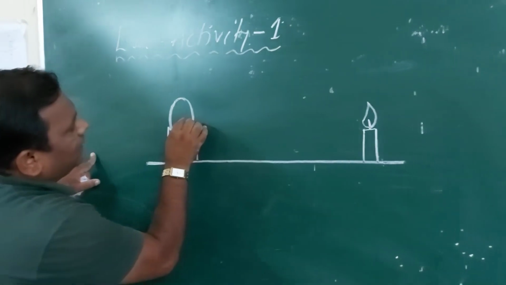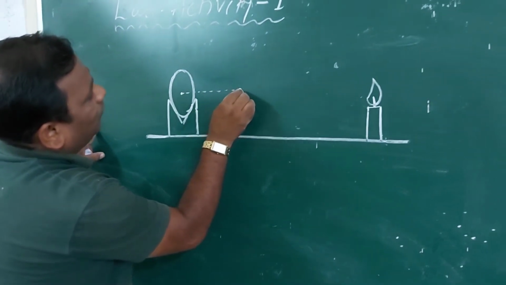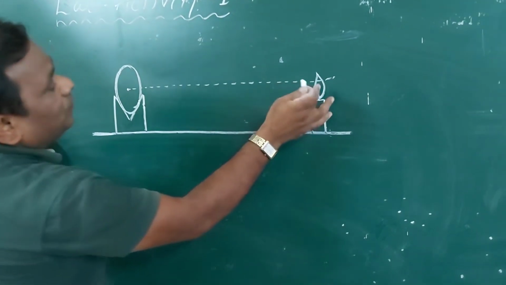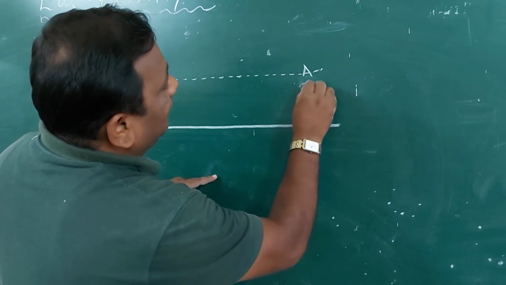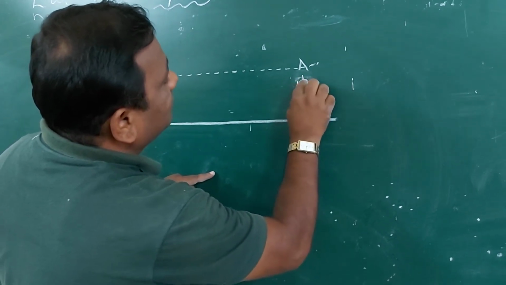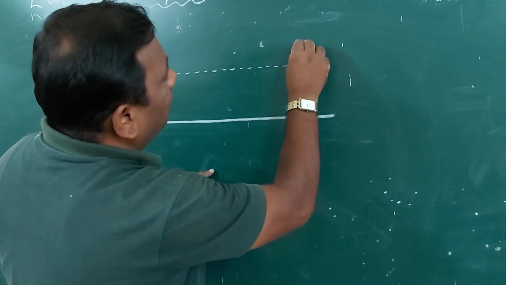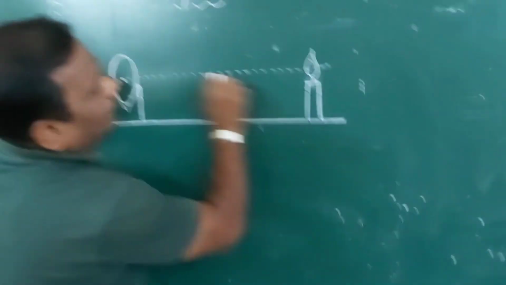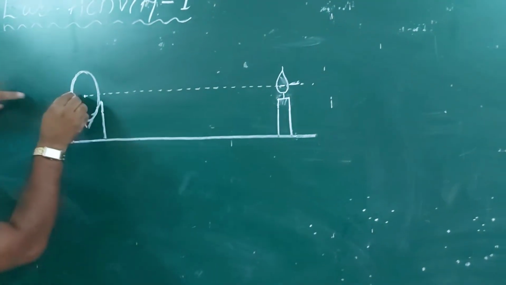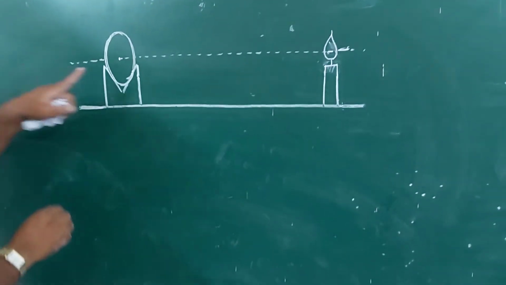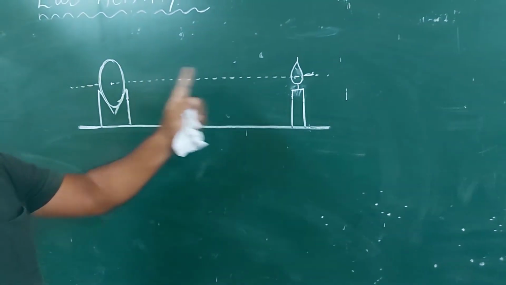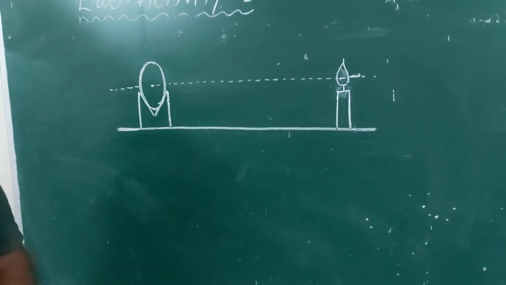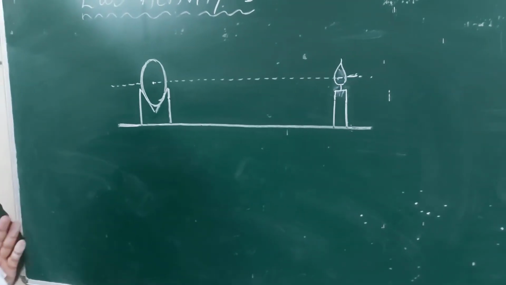Just imagine the pole and the flame of the candle should be in a straight line. That means the flame of the candle should definitely be present on the pole. If you draw one line, this is called the principal axis, or not, children? Yes, this is the principal axis. That means the flame of the candle should be present on the principal axis. Then you can get the correct image position, right?